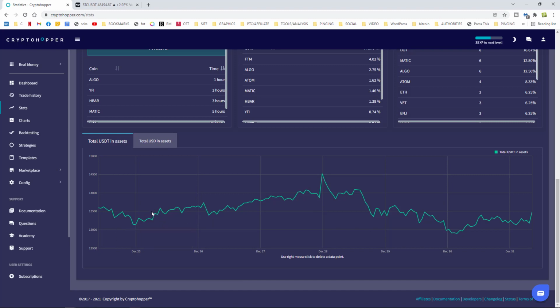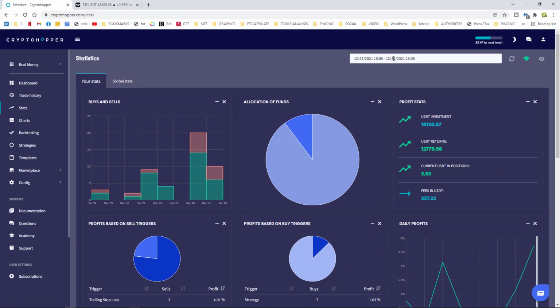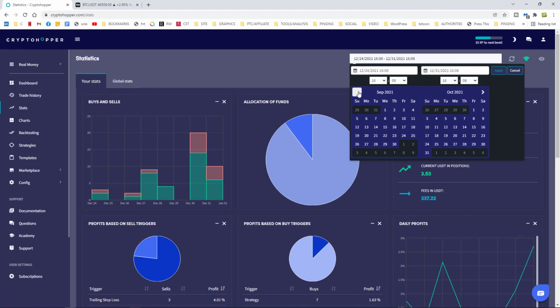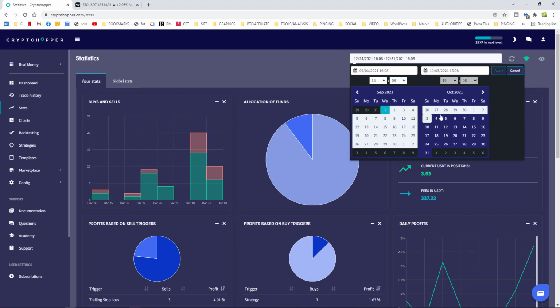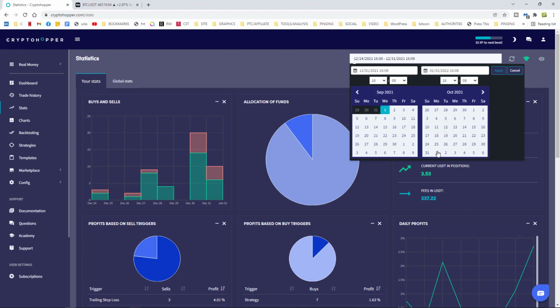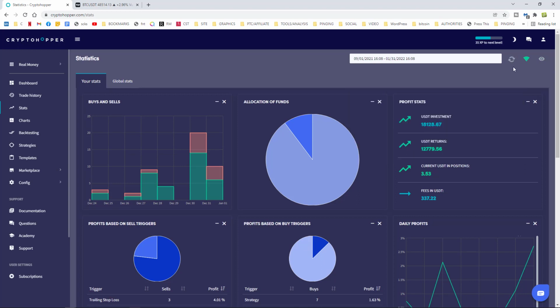As you can see, it goes up and up and up, and then it can tank, and then it goes up and up and up again. But the gradual trend over time is really nice. Let me go back to September the 1st this year to today. Click on apply there.